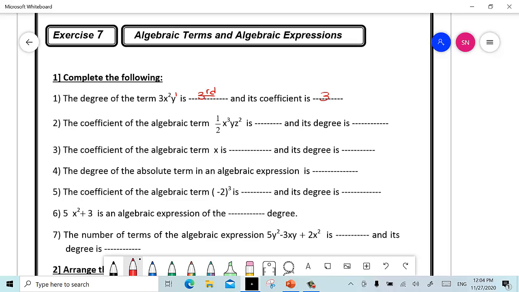The coefficient of the algebraic term half x to the power of 3 y z to the power of 2. We know that the coefficient is the numerical factor, and here my numerical factor is half. So the coefficient is half. And its degree, the degree of any term, is according to the sum of powers of the algebraic factors. I have here 3 algebraic factors, x to the power of 3 plus y to the power of 1 plus z to the power of 2. So it's of the 6th degree.